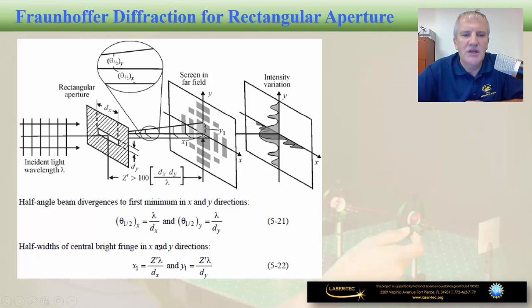Both of these can be calculated using the formula that's shown here on the bottom. We can see that the size of the central bright fringe is going to depend on the distance between the diffraction aperture and the screen, wavelength of light, as well as the dimensions of the rectangular aperture.